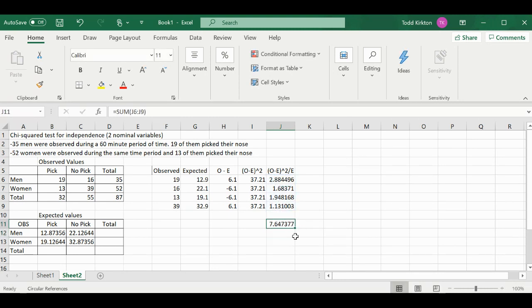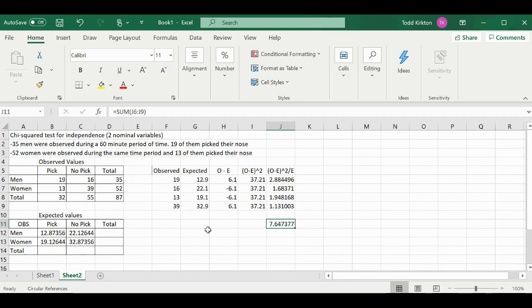So the critical value I know is like 3.841 on this one if you look at the table, because there's 1 degree of freedom. So this chi-squared is bigger than that. So we would reject the null hypothesis, being that, I didn't say it initially, but that gender is independent of whether or not you pick your nose. So we would definitely say that gender is not independent of nose picking.